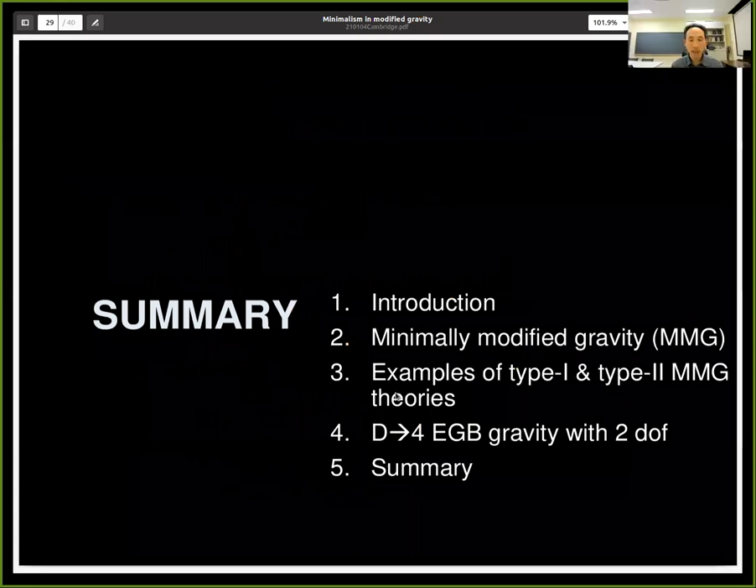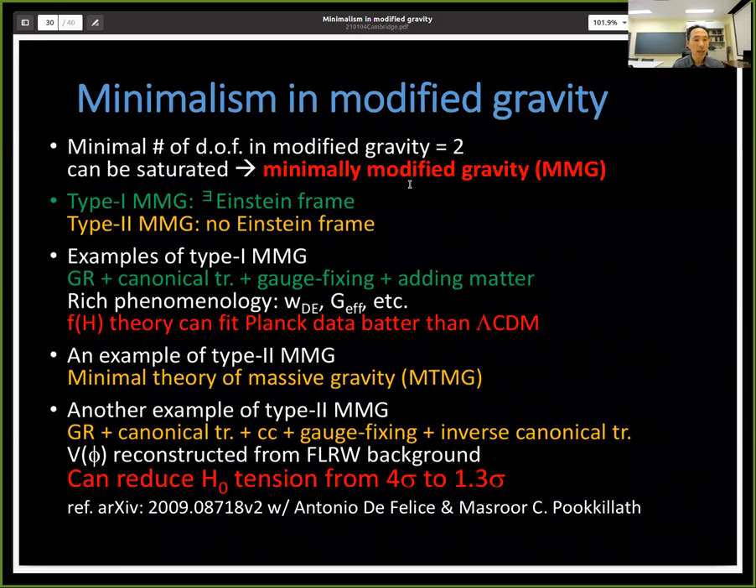Okay. And let me summarize. The minimal number of degrees of freedom in modified gravity is 2, and this number can be saturated, and those theories that saturate this number are called minimally modified gravity. The type 1 MMG has Einstein frame, and type 2 doesn't. And all type 1 MMG can be constructed in a systematic way from GR by canonical transformation and gauge fixing. And we have rich phenomenology even with one particular example. And this can fit Planck data better than lambda CDM, for example.